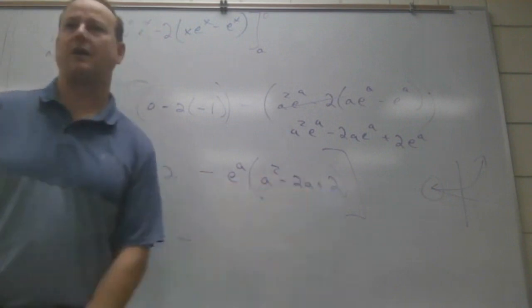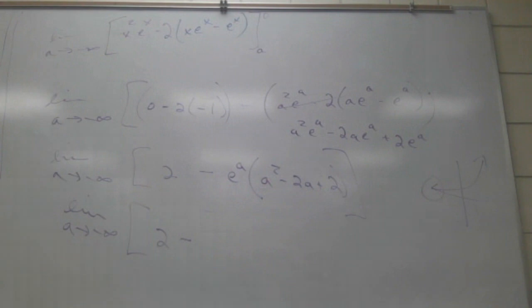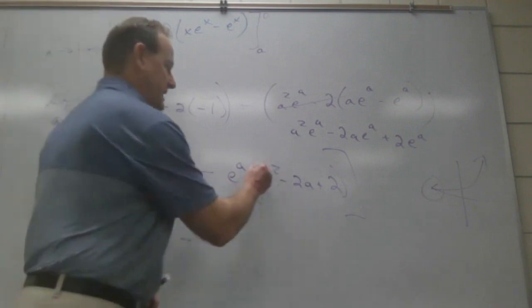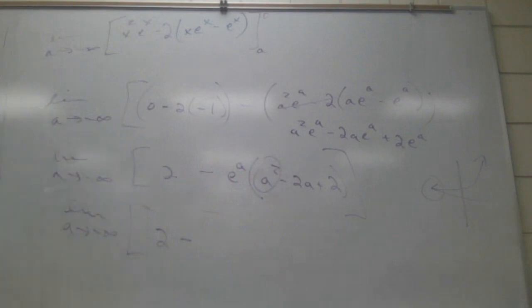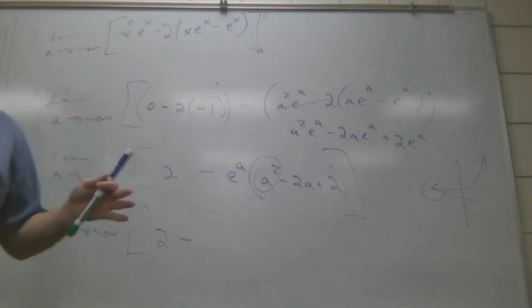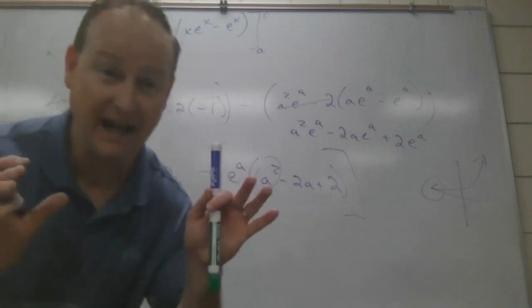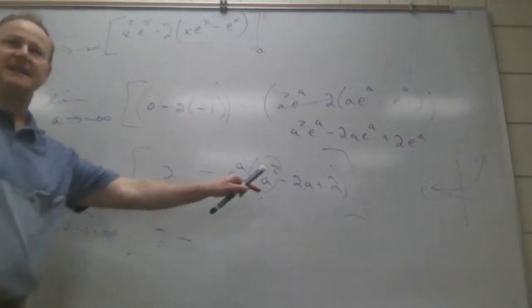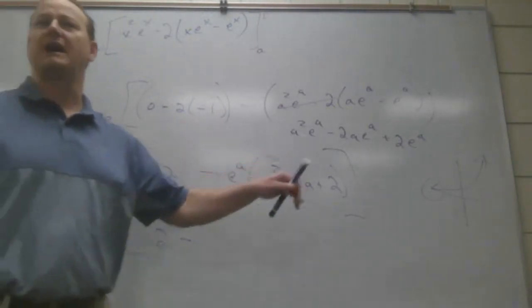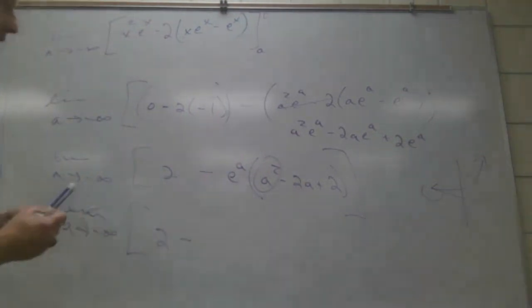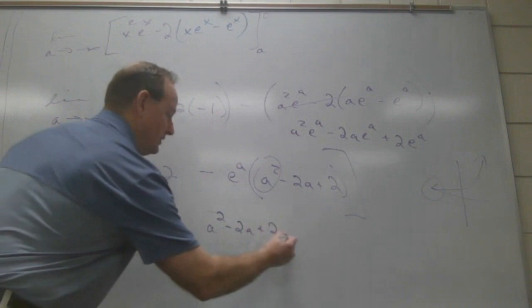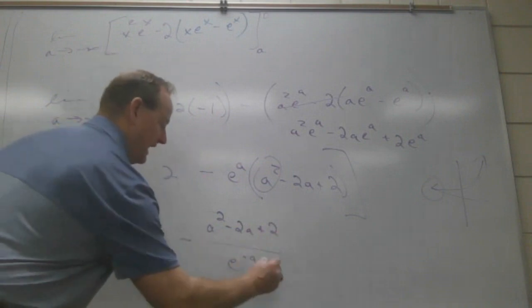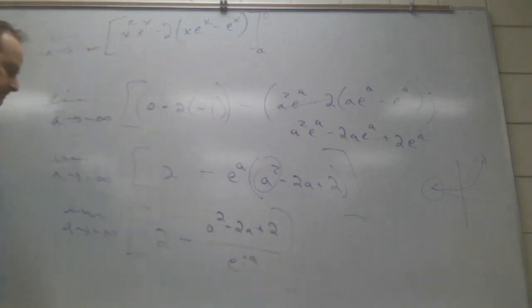Which one dominates here, the a squared or the 2a? A squared. This is the one that's going to dominate. So this is like 0 times infinity, which is what? Indeterminate. So what do I need to do? This is a great problem. Anyway, I need to use L'Hopital's here. I need to turn the product into a quotient, don't I? How could I do that? I'm going to rewrite it as a squared minus 2a plus 2, and then over e to the minus a. Can I do that? Make it a quotient.